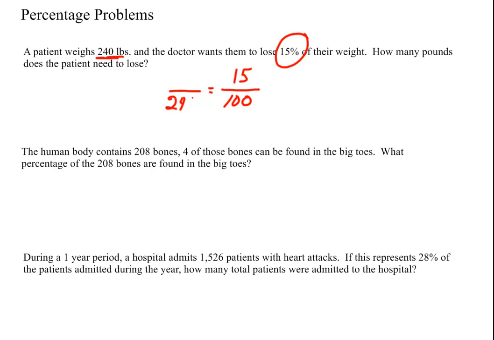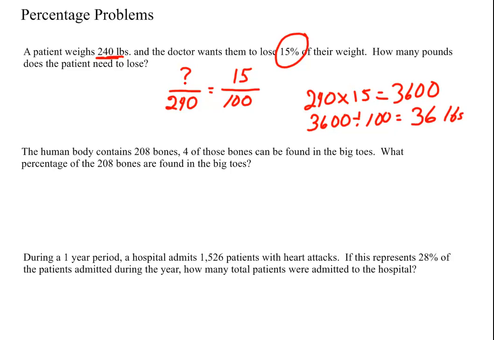So it is going into this spot. 240 goes into the whole part. He's going to lose some weight, and that amount of weight that he's going to lose is the part. All right, so 240 times 15 is equal to 3,600. Then the 3,600 divided by 100 is equal to 36 pounds. So our patient needs to lose 36 pounds. The doctor wants him to lose 36 pounds in order to have lost 15% of his body weight.